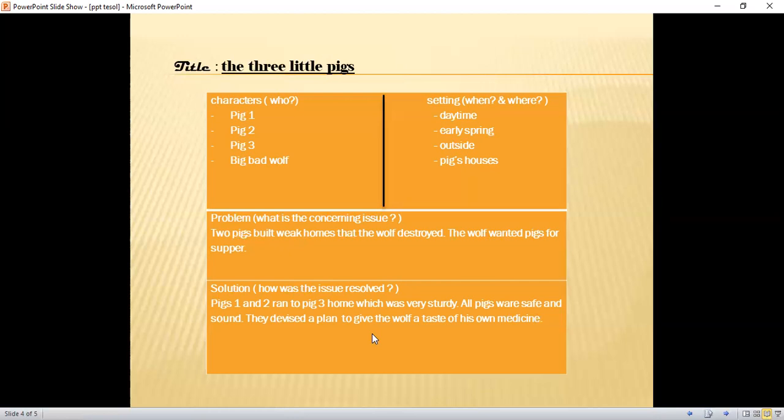So as you can see, we have used a story map to understand the elements of The Three Little Pigs. Now, you can take this particular strategy and have a deeper comprehension of any other story. All you have to remember is that you need to identify the characters, or who was in the story. Identify the setting, when and where the story took place. Identify the problem or the concerning issue for the main characters. And finally, determine the solution. How was the issue resolved?